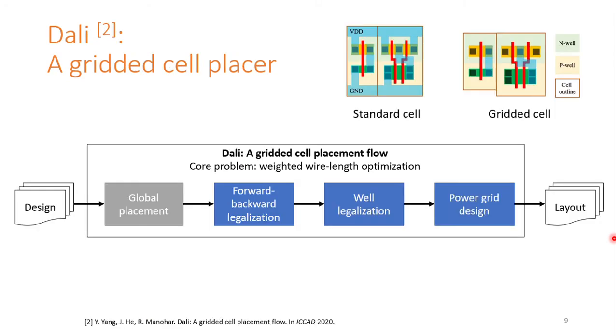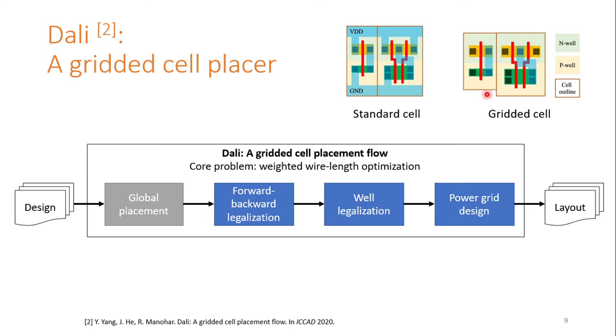Now let's go through DALI, a gridded cell placer. First, let me explain what a gridded cell is. Traditionally, we do placement with standard cells, which means all cells are of the same height or a multiple of the standard cell height, like this picture shows. But for gridded cells, things are different.